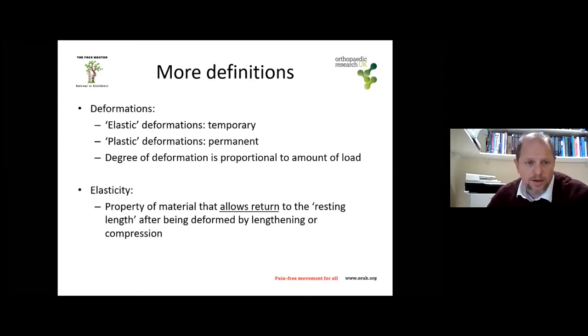And then we also have a concept of elasticity, and that's important for us to understand because it's the ability of a material to return to its original resting length after a load has been applied and then removed.